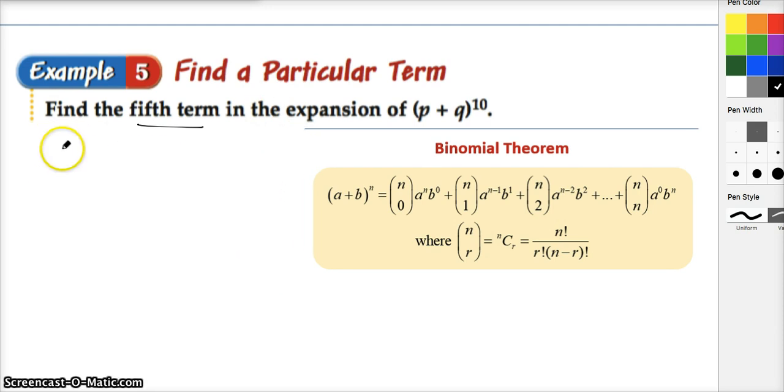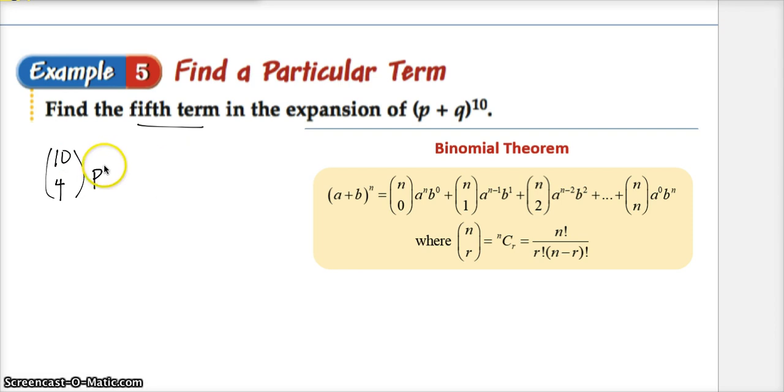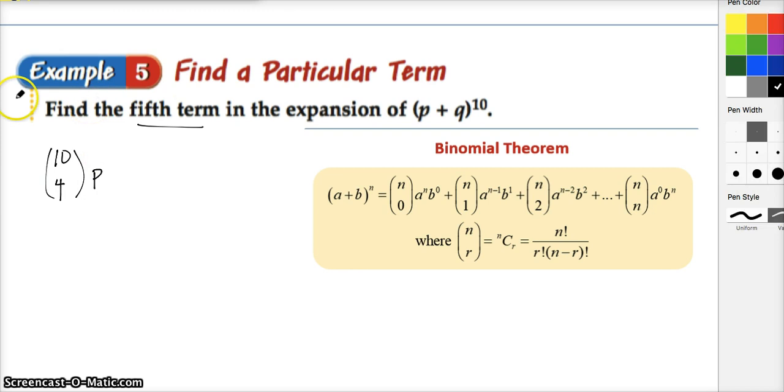It'll be n, which is 10, choose not 5 but 4. Notice our first term is 0, so it'll be n choose 4 times p to the 10 minus 4, so that's p to the 6. And then to make up the difference, it'll be q to the 4th is what we're dealing with. Let's calculate. 10 choose 4 ends up being 210, and that's our 5th term.